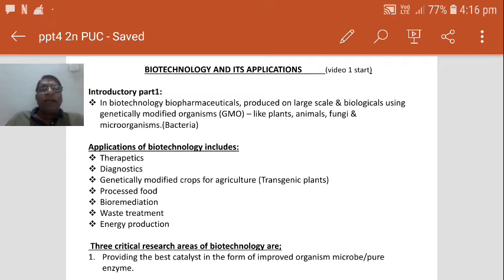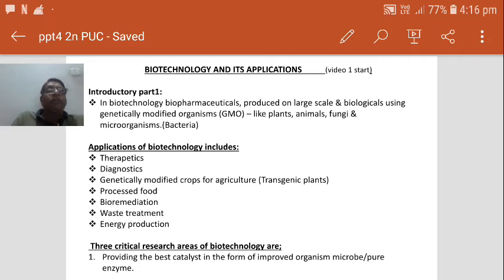Say, hepatitis A for jaundice, hepatitis B also for jaundice. That is jaundice. We prepare vaccine for hepatitis A and hepatitis B. Similarly, against polio disease, polio vaccine is manufactured or synthesized.